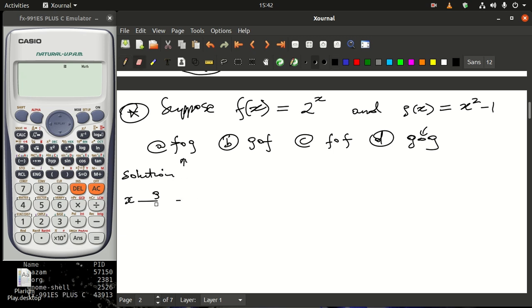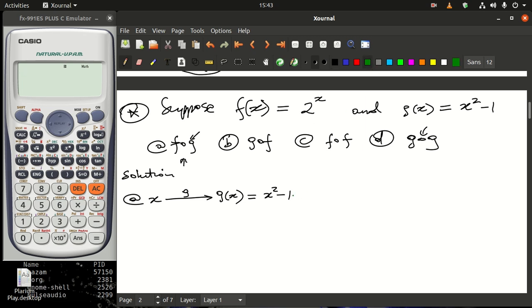Of course, we're going to start with A. Our A is saying I want to take x and plug it in g first, so that I get g of x. What is g of x? g of x is given there, right? So g of x is the same as x squared minus 1.